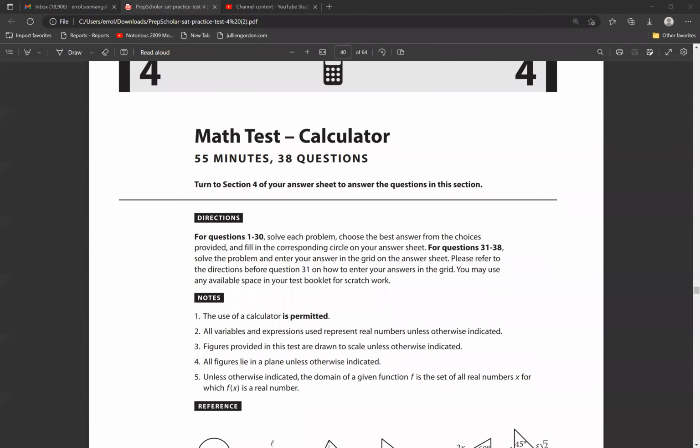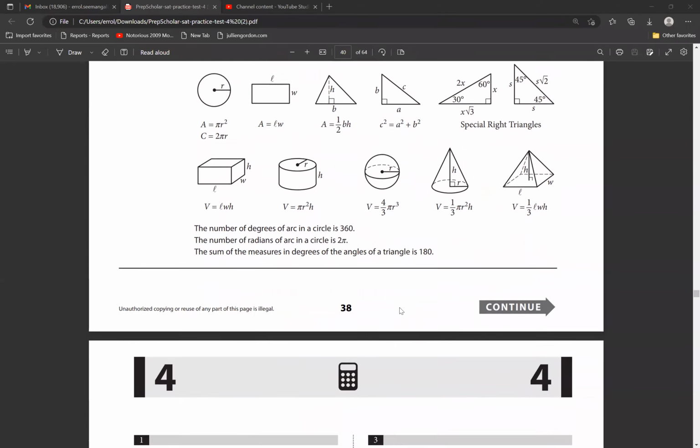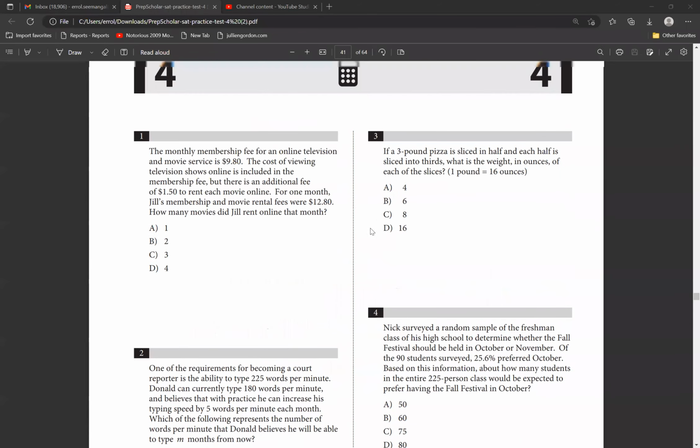have is a computer. Okay, section four. Okay, here we go.